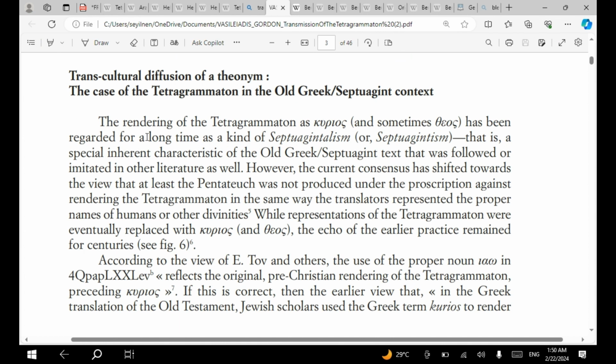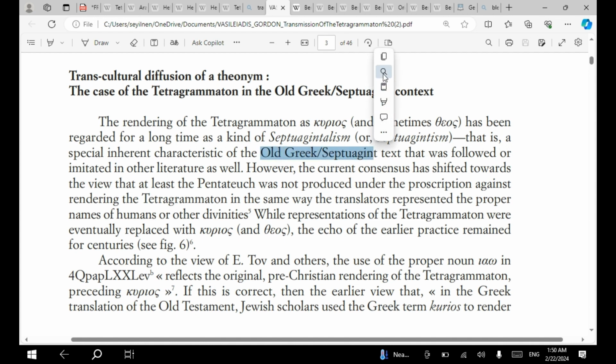The rendering of the Tetragrammaton as Jehovah, or you say chaos, the same as Jehovah, and sometimes, okay, has been regarded for a long time as a kind of a Septuagintism. This is specially inherited characteristics of the Old Greek Septuagint text that was followed or imitated in other literature as well. What is the Old Greek, which is also known as the Septuagint?